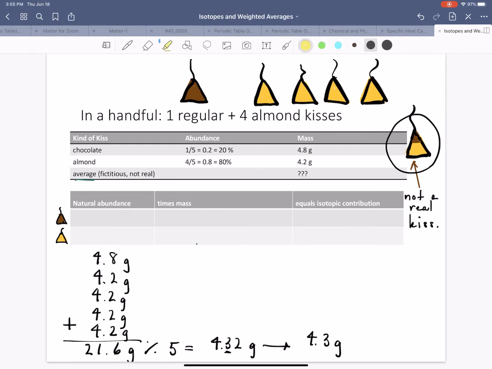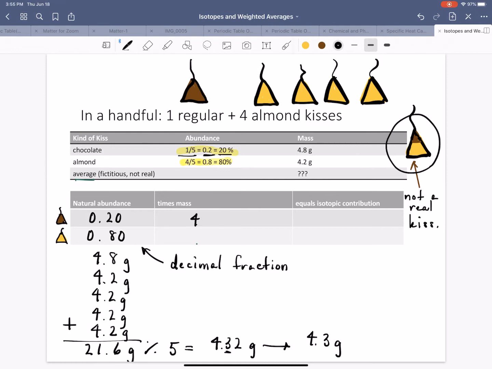So for the chocolate kisses, I could write 1 in 5, or I could say 20%, or I could use a decimal fraction. And that's what I'm going to use here for the natural abundance: a decimal fraction. For the almond kisses, 4 out of every 5 are almond, which is 80%. But again, I'm going to use a decimal fraction to reflect my natural abundance. Okay, and then I'm going to multiply it times the mass.